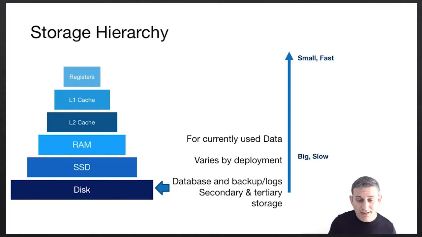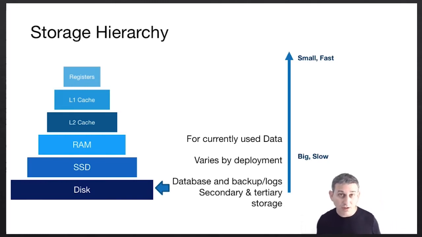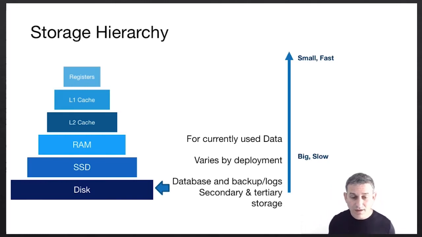Now in database land, the database and the logs and backup information are typically stored on disks for very large databases, or even on what's called tertiary storage. So if disks are secondary storage and RAM is primary storage, tertiary storage might be something like a backup service in the cloud or a tape drive. That's where your database and backup logs are often stored for very big databases.